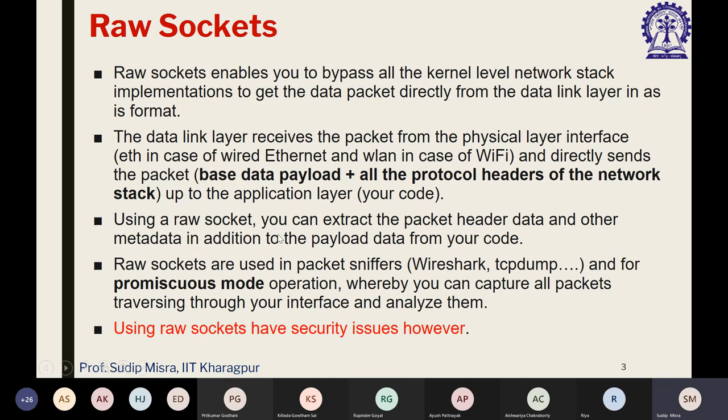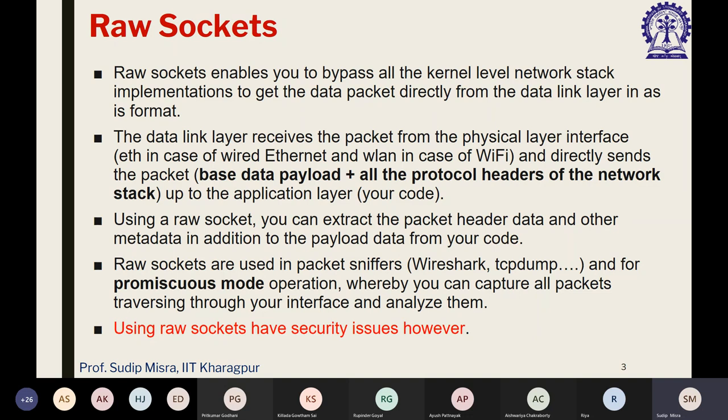Using a raw socket, what you can do is extract the packet header data and other metadata in addition to the payload data from your code, right? So you can understand that it is bypassing all these different protocols that are in place, and making the packet available in a raw form. That is why it is called a raw socket.